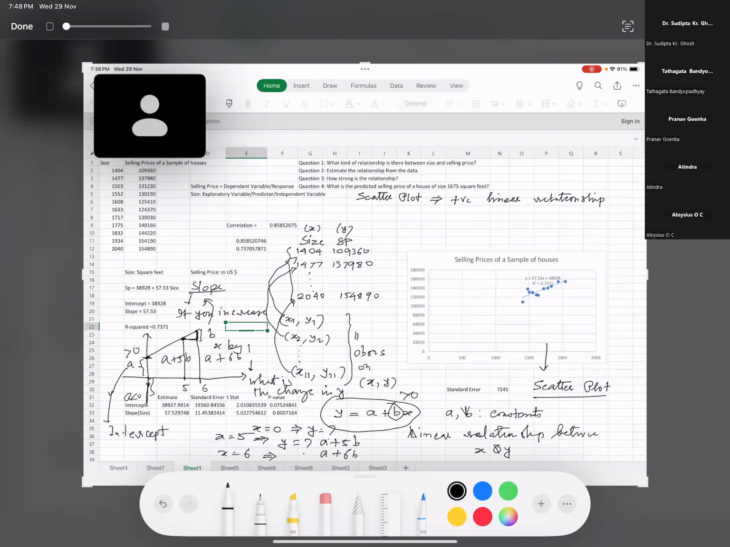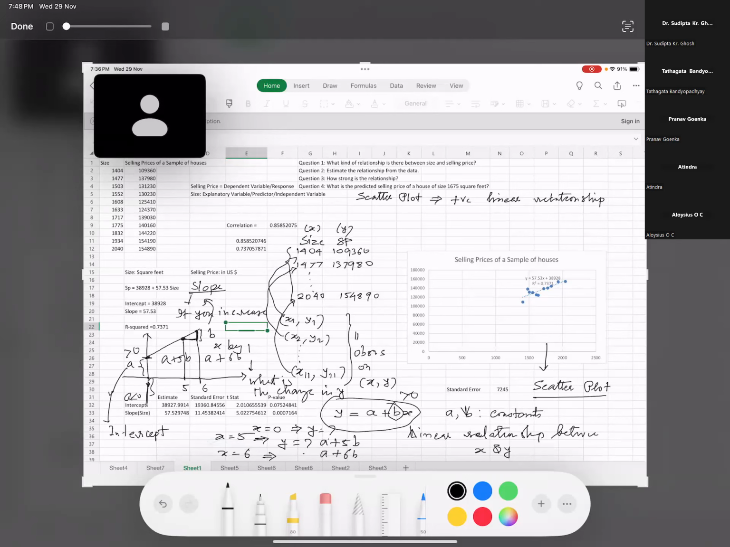That means if you increase x by 1 unit, what would be the change in y? Change in y is B. And if B is positive, that means it will increase by an amount B. And if B is negative, that means it will decrease by an amount B. So this is the meaning of a linear relationship.